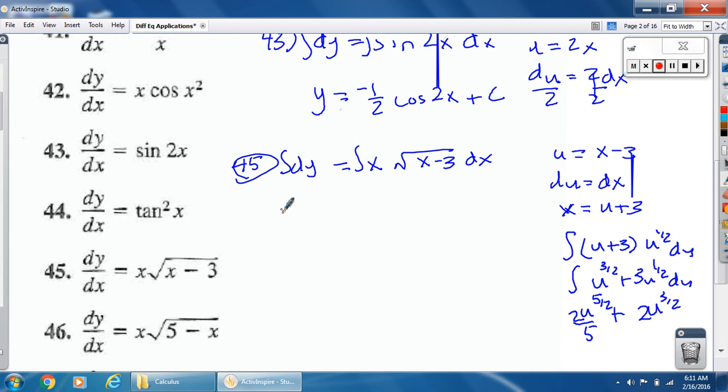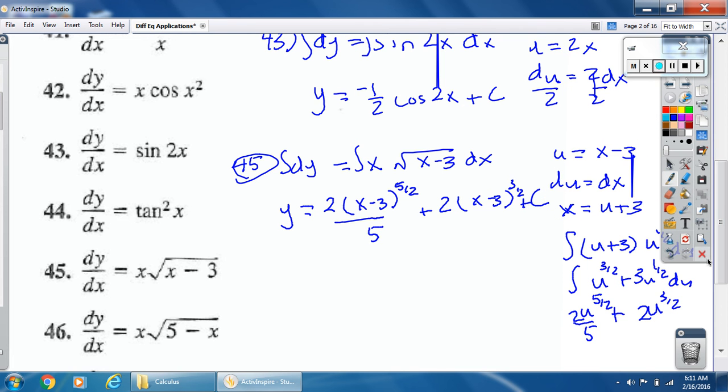So on the left-hand side I get y, and on the right-hand side I get 2 times x minus 3, making my replacement for the u substitution, to the 5/2 power over 5, plus 2 times x minus 3, making the other replacement, to the 3/2 power, and then my plus c. And let's see what's going on.